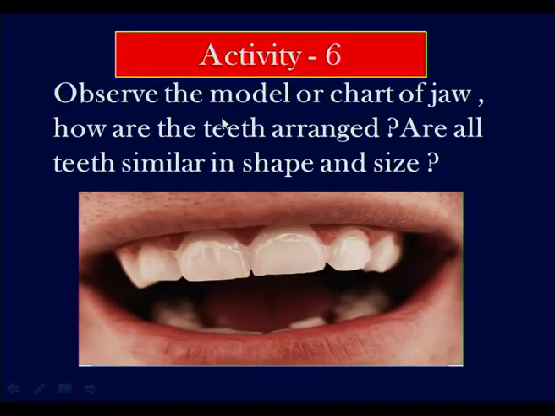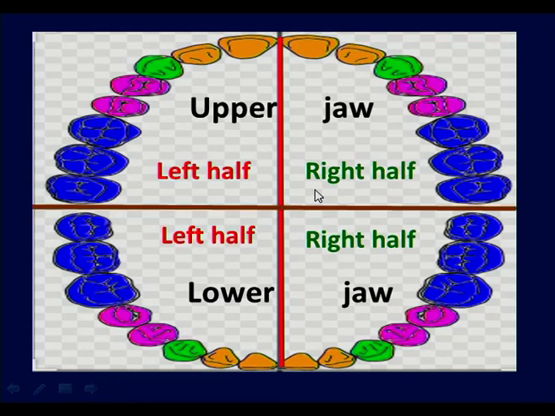Activity 6, observe the model or chart of jaw. How are teeth arranged? Are all teeth similar in shape and size? If you look at this picture, this is the left half of the upper jaw and this is the right half of the upper jaw. Similarly, this is the lower jaw, and this part is the left half of the lower jaw and this part is the right half of the lower jaw.